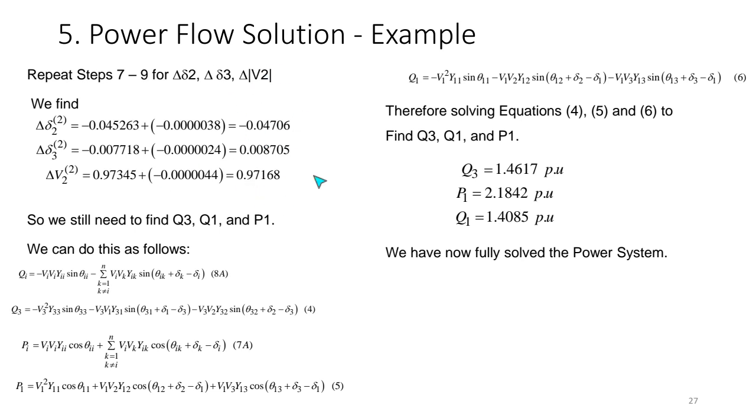And once it is converged, we should be able to calculate your Q2, P2, and Q1, substituting the values you get from the last iteration, in order to get the power flow solution.